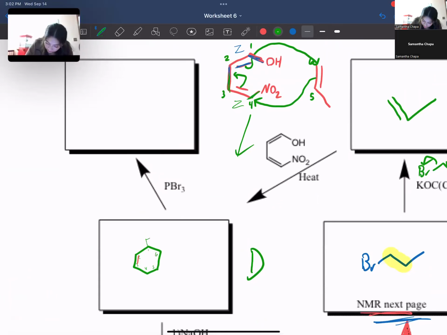So carbon 1 substituent is an alcohol, and put it on a wedge. Carbon 4, the substituent is NO2. Put it on a wedge. Okay. If they were different, like if it was Z and E, then one of them would be on the dash and the other would be on the wedge. If they're both E and E, they're both either on the dash or they're both on the wedge.